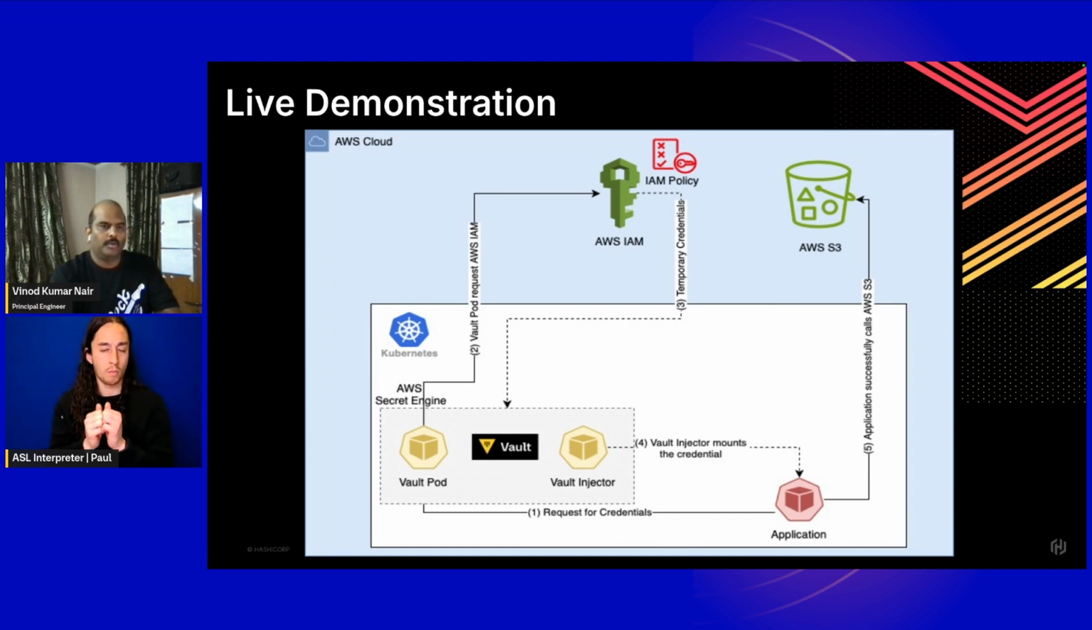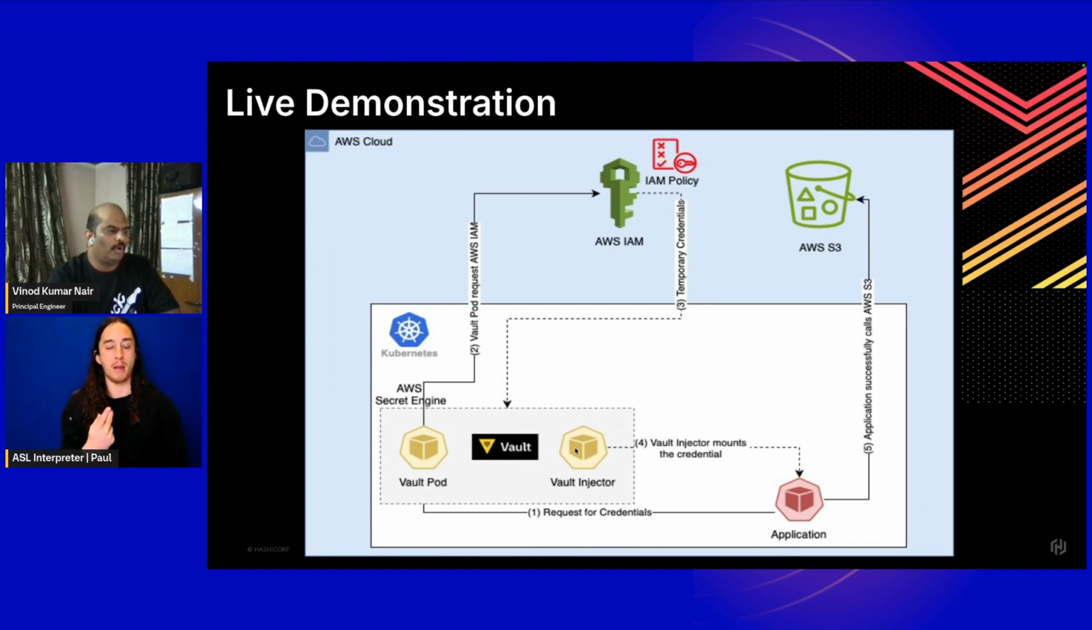When we install Vault in a Kubernetes cluster, we get certain Vault components, like the Vault pod as well as the Vault injector. The application, when deployed, will get a service account token. The service account token will be passed to Vault, and in exchange Vault will give you a Vault token. With the help of the AWS secret engine, Vault is going to make a call to the AWS IAM service. Whatever policies are associated with that AWS IAM policy, let's say in this case we want to access an S3 bucket, AWS IAM will generate temporary, short-lived credentials and pass them back to Vault.